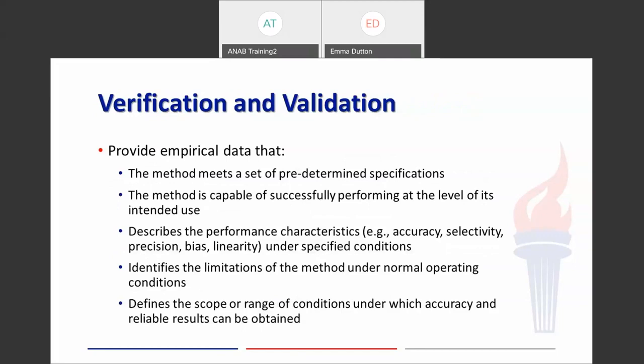It really helps us provide that empirical data that tells us that the method meets our predetermined specifications, our requirements, that that method is capable of successfully performing at the level that it's intended to be used, and that it describes those performance characteristics that we need it to have, where we're specifying those underlying conditions that it must meet. It really helps us to identify the limitations of the method under normal operating conditions in our laboratory, and it helps us to define the scope and range of conditions under which we can provide accurate and reliable results.